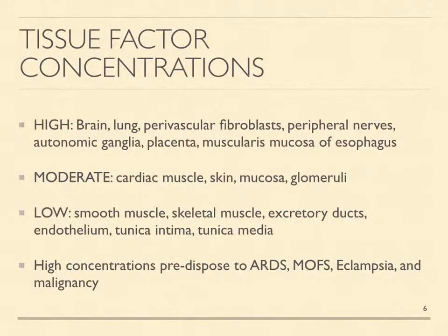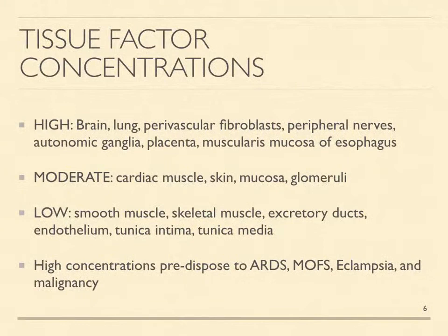Brain, lung, perivascular fibroblasts, peripheral nerves, autonomic ganglia, placenta, and the muscularis mucosa of the esophagus are all rich in tissue factor. The epithelium of skin, mucosa, cardiac muscle, and glomeruli have moderate levels of tissue factor. Little tissue factor is found in skeletal muscle, smooth muscle, excretory ducts, tunica intima, and tunica media.